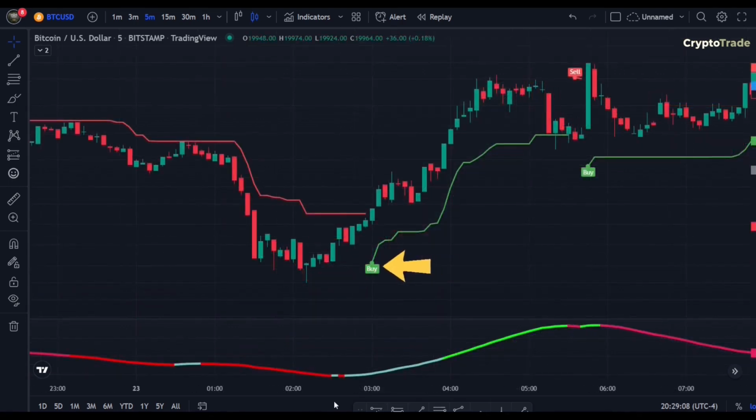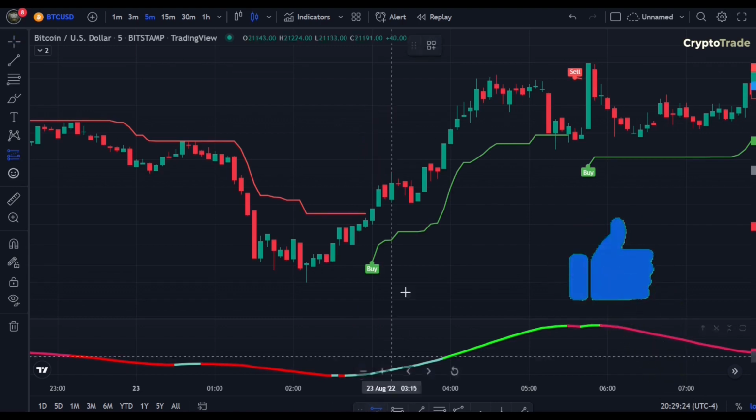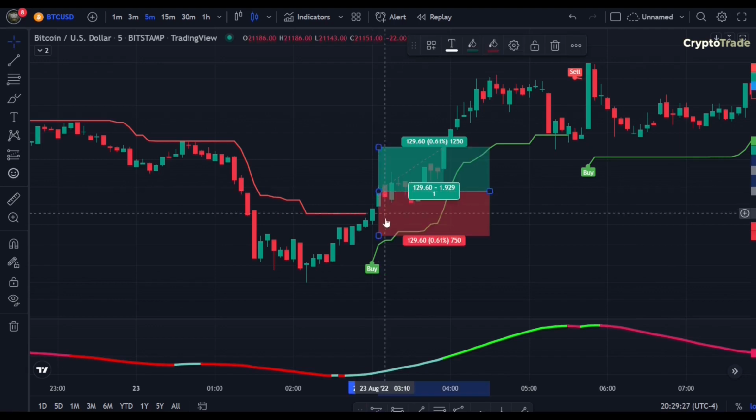The Supertrend indicator gives a buy indication in green. The Squeeze Momentum indicator is green. Wait for the next candle to close. It must be a green confirming candle. The second candle is green. As these conditions are met, then place a buy order at the close of this green candle.